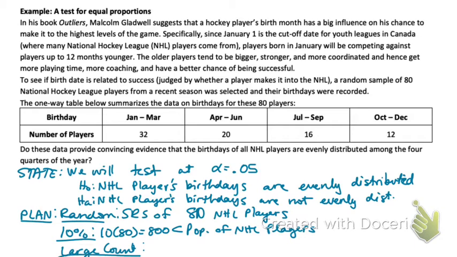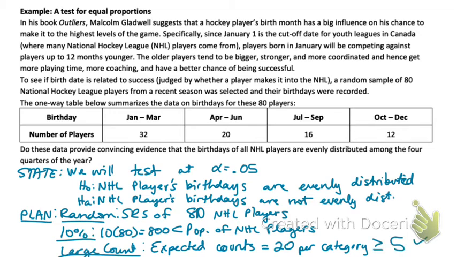All right, for our large count condition, our expected counts equal 20 per category, which is greater than or equal to 5. So we are good to go for our expected counts. Expected counts equals 20 per category, which is greater than or equal to 5. So everything is good. We are ready to do the do.